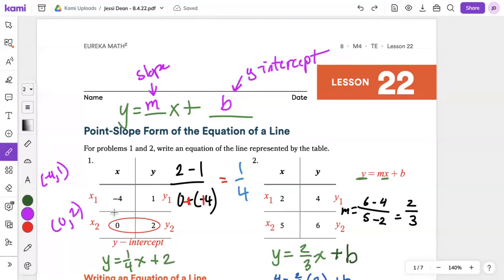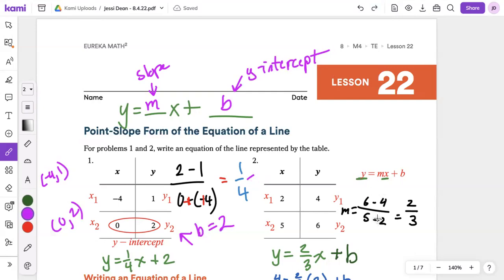And then in order to find our y-intercept on this table, it's really easy because they give it to us. Any point on a line where the x value is 0 gives you your y-intercept. So b in this case is going to equal 2. And we have m is 1/4. So the equation of this line is y equals 1/4 x plus 2.